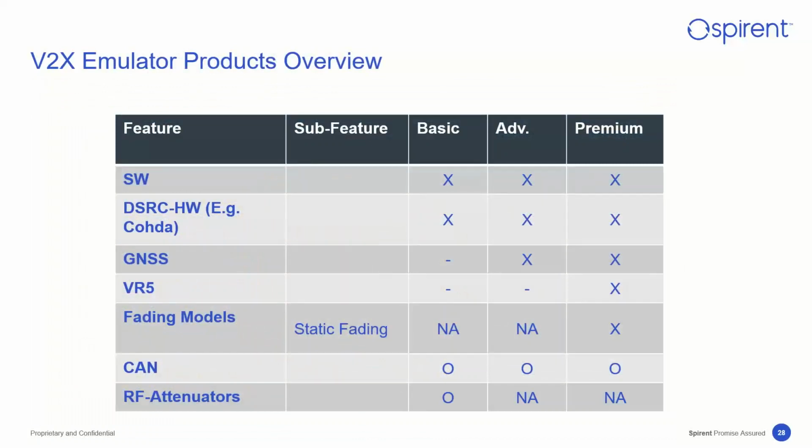So we offer this solution in different packages. So a basic, advanced, and premium package, depending on whether it will include the GNSS simulator, for example, or whether it will include automated fading models. So depending on your requirement, we will work with you to identify which of these configurations work best for your needs, and then help you get that up and running for your system.